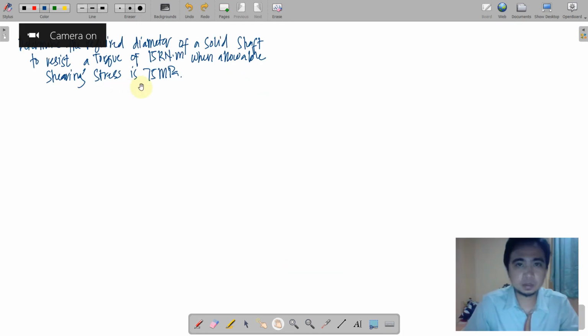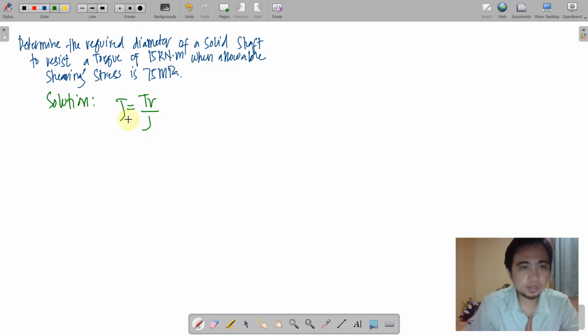Thank you. So we have another problem here on the torsion. This is actually just a warm-up problem. Determine the required diameter of a solid shaft to resist a torque of 15 kN when allowable shearing stress is 75 megapascal. So allowable shearing stress, we'll just write that and involve this formula.